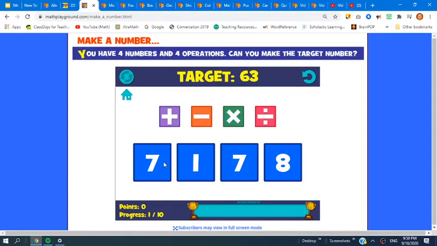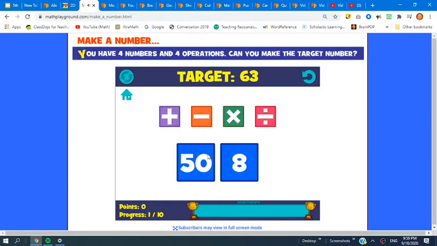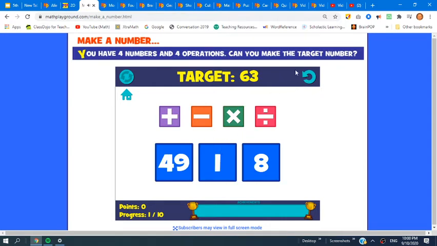So let's see. 7 times 7 equals 49. And 49 plus 1 equals 50. Ooh, no, I don't think I'm going to be able to do it. 50 minus 8 is 42. Didn't get to my target number. 50 divided by 8. No, not the same thing. Oh, I didn't do that one quite right. So we're going to try a new thing. Let's go back. See if we can figure this out in a different way. Oh, can I go back one more time? Nope, I can't go back one more time.